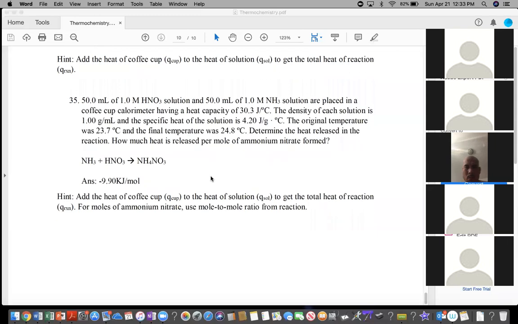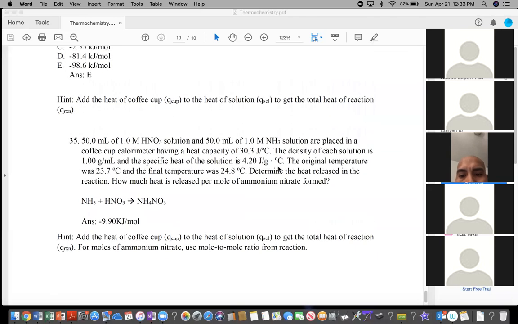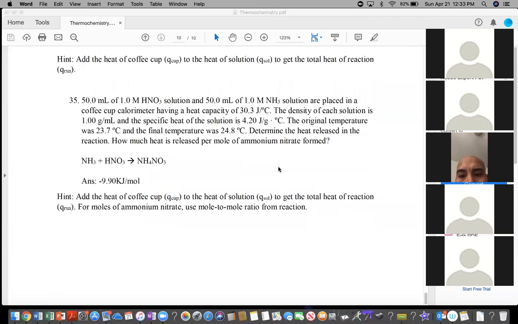What this is saying is we have volume and molarity for HNO3, volume and molarity for NH3, again placed in a coffee cup calorimeter, which has a heat capacity of 30.3 joules per gram per Celsius. You're given density, you're given specific heat of the solution, original temperature, final temperature. You have to again find the heat for the reaction. I think we did this question in the class.